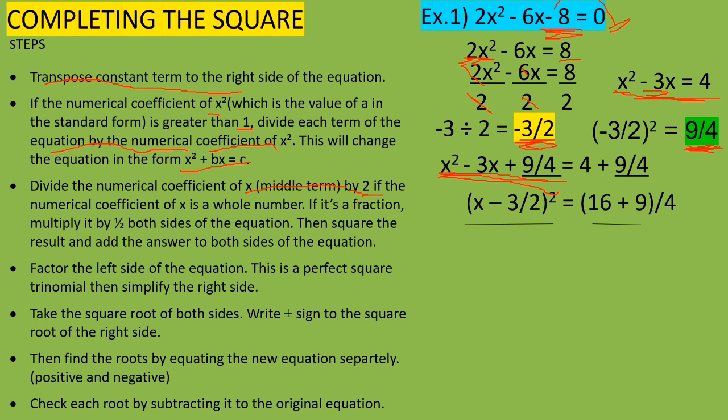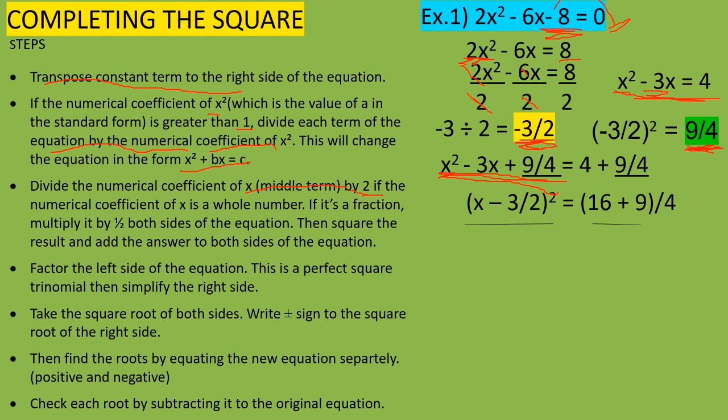yun ang idadagdag natin sa variable. Halimbawa, x. Kasi x ito, so x. So, nung nag-divide tayo ng middle term ng 2, eto na ang factor niya. Kaya meron tayo dito negative 3/2.